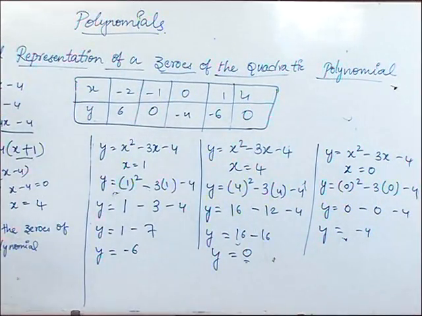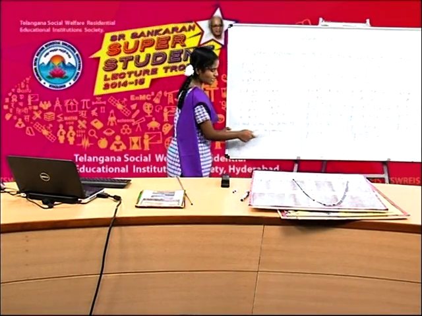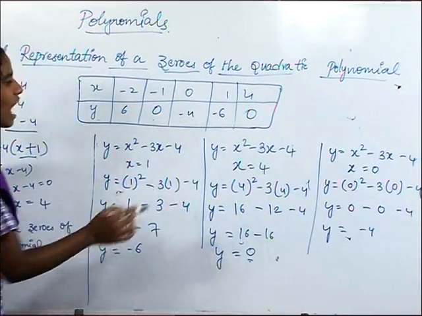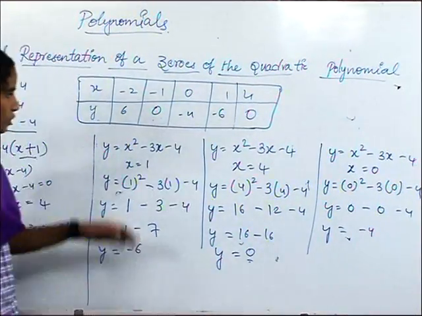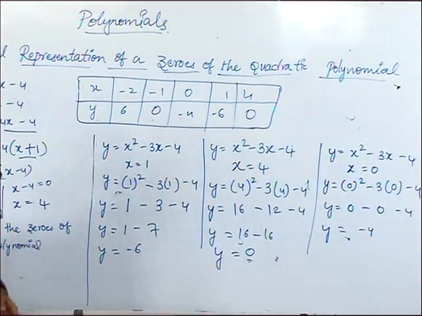Friends, if you observe here, the minus 1 and 4 are the zeros of the quadratic polynomial. Here also, the value minus 1 gives 0 and the value 4 gives 0. So this minus 1 and 4 are the zeros of the polynomial.